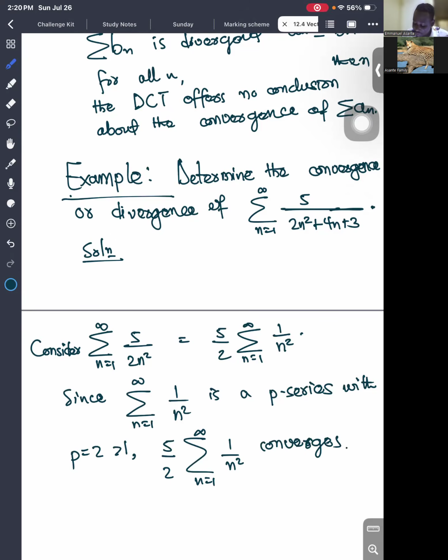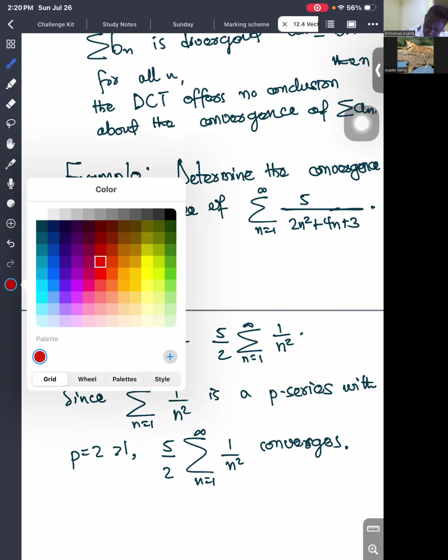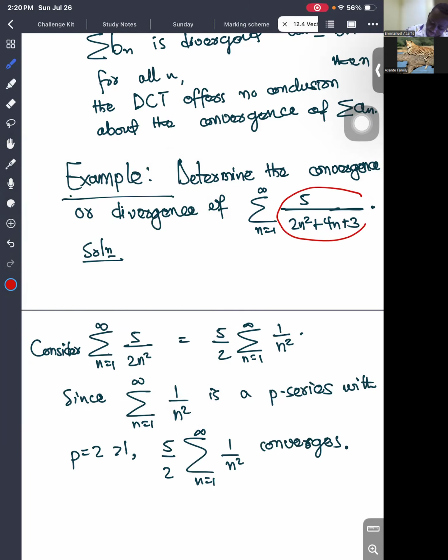Well, now you found a familiar series and you know if it converges or not. The next thing that you want to do is to look for the relationship between these two sequences: the one you were given and the one you constructed on your own.